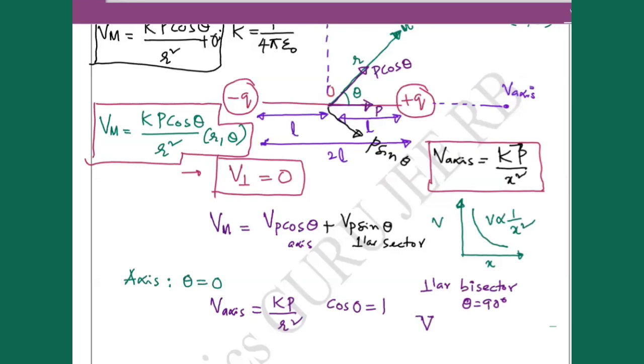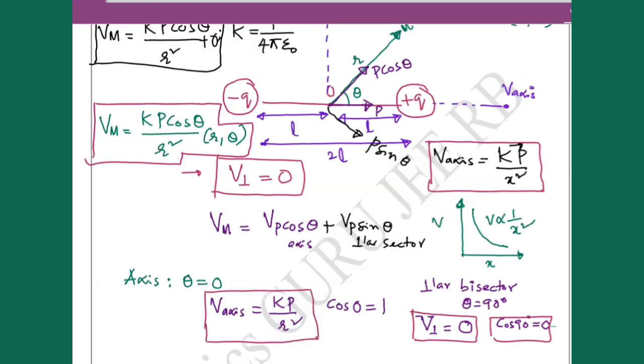So V on a perpendicular bisector, cos 90 becomes what? 0. So cos 90 is nothing but 0. Hope it is clear, these points, right? So V is nothing but 0, because cos 90 is equal to 0. So V on the perpendicular bisector is nothing but 0. Hope this one is clear.